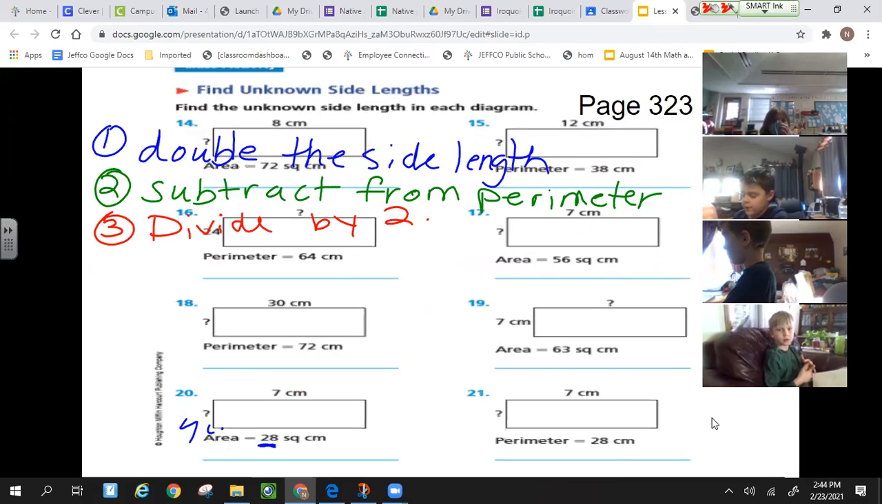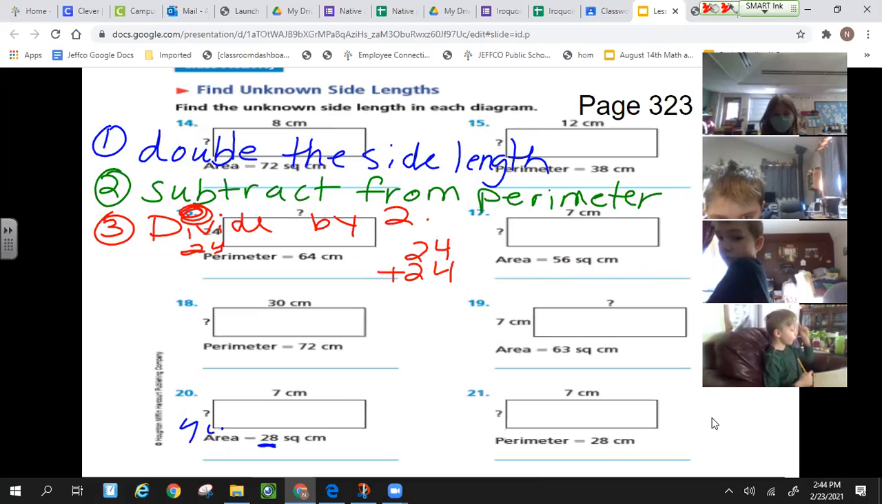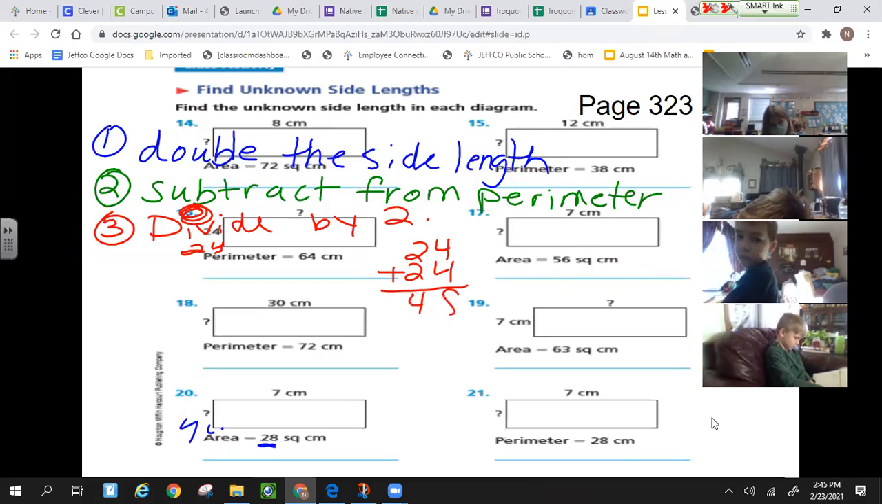Let's look at number 16. Is this 24? Okay, so the perimeter is 64. We said to double the side length. The side length is 24. Let's double it. Ready? 24 plus 24. Everybody write it. Oh, you already know it. We know it's 48. Excellent.